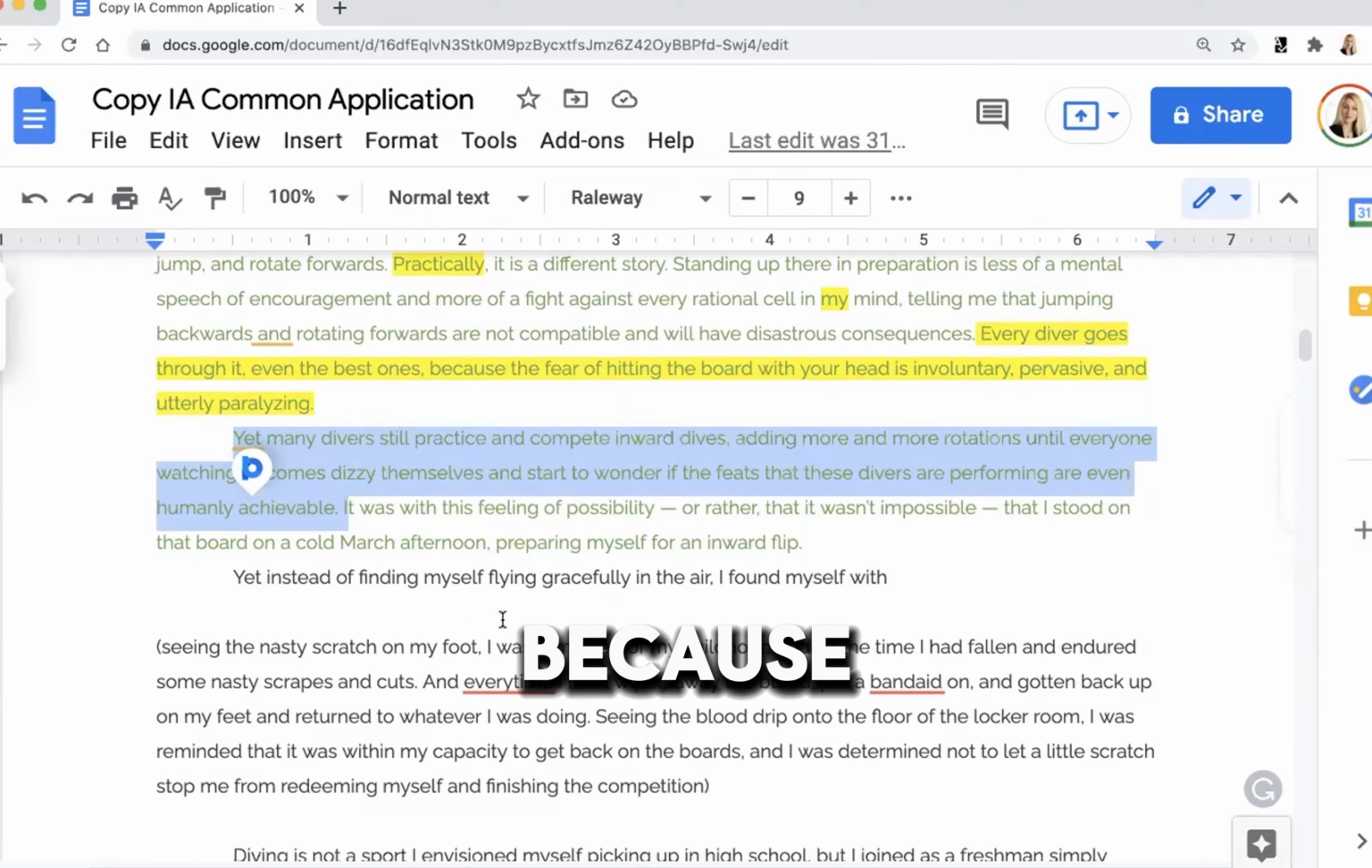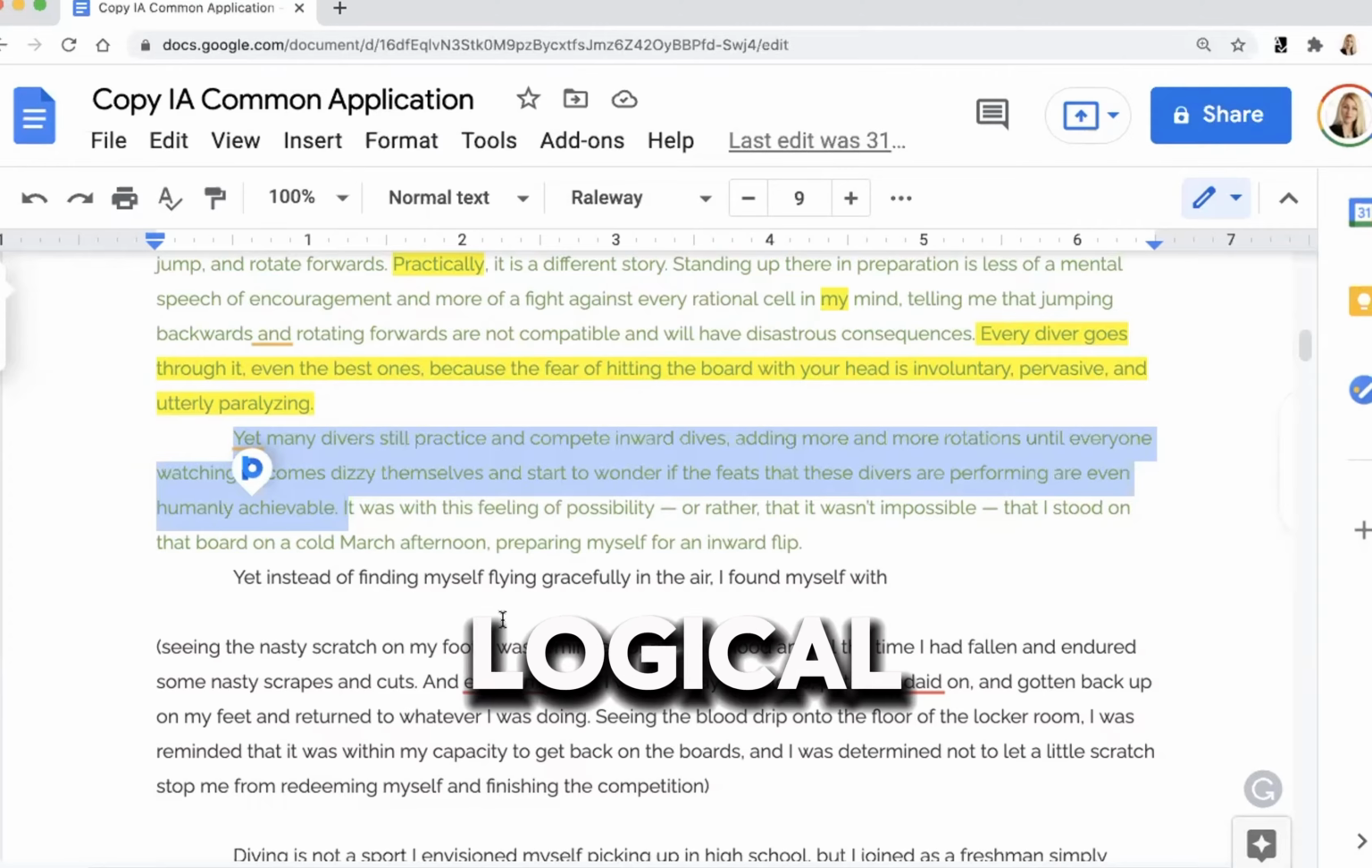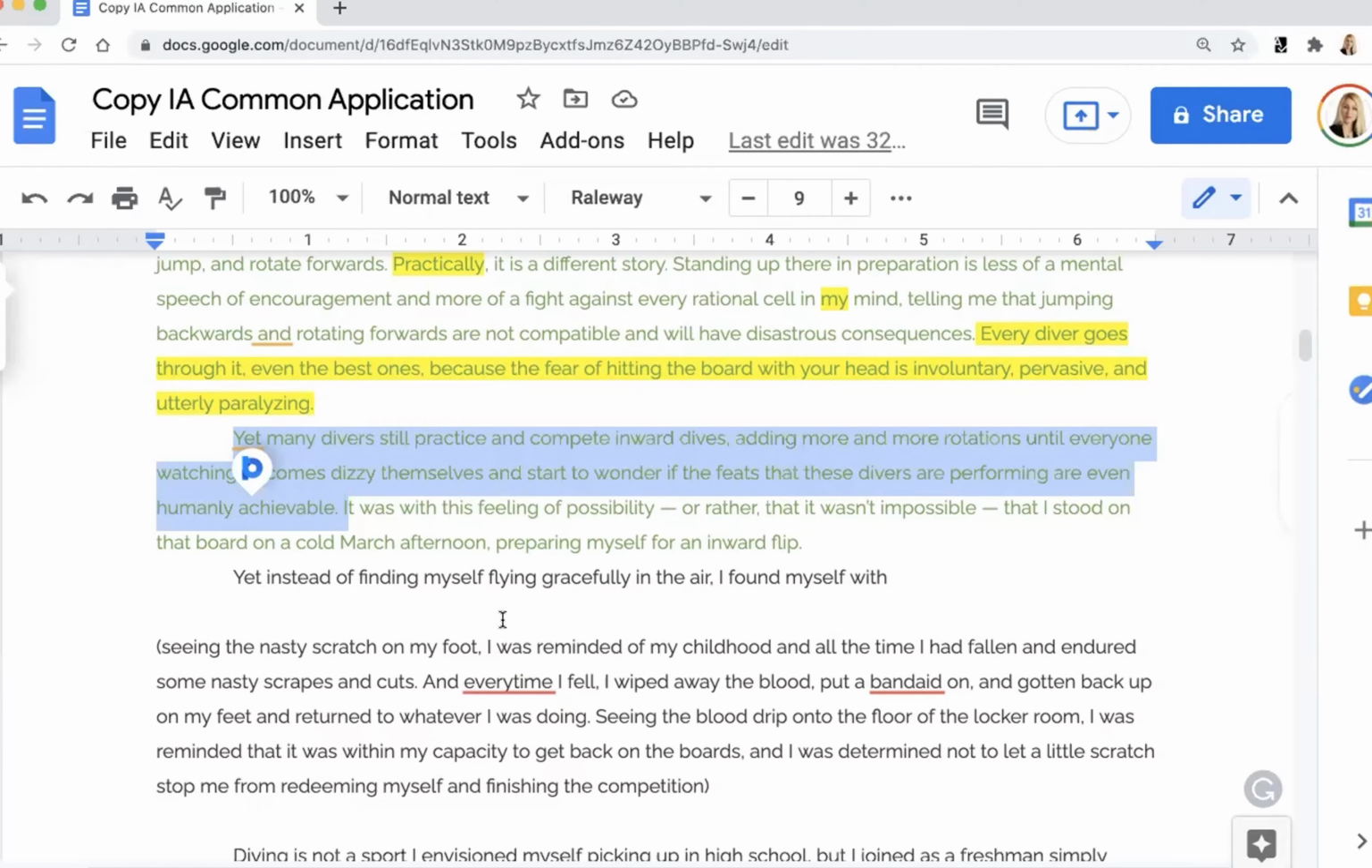Why do you have to cut it? Because at this point, "many divers still..." how does that even relate to her? It does not. It has nothing to do with her. And also it is a highly arbitrary statement. Many divers still practice and compete. Is that true? Do we know that for sure? It's arguable. We don't want to have any kind of logical fallacies in our writing. So we will eliminate snippets like these.